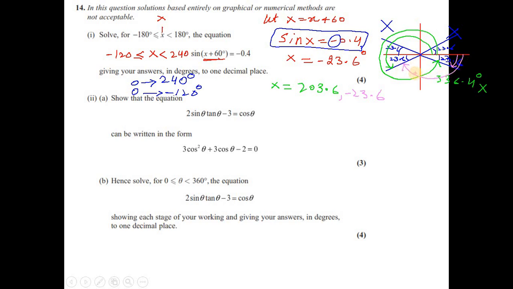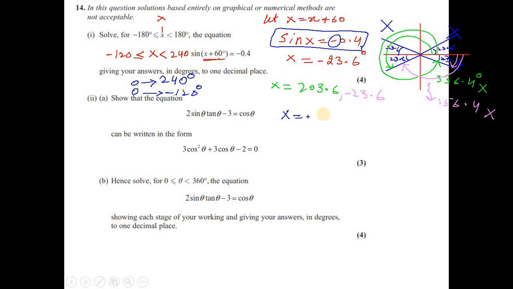And if you figure out the other one, it could be your next solution, and this solution should be 180 minus 23.6, and it will give you minus 156.4, which is again outside the range of minus 120 degrees. So we are not going to consider this angle as well. So now we have only two solutions. We can say that we have two solutions for X.